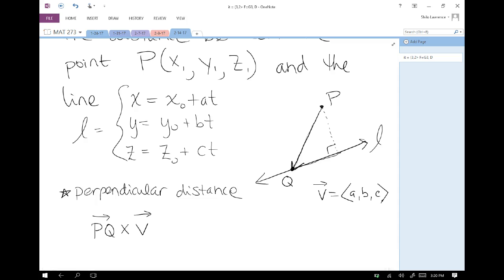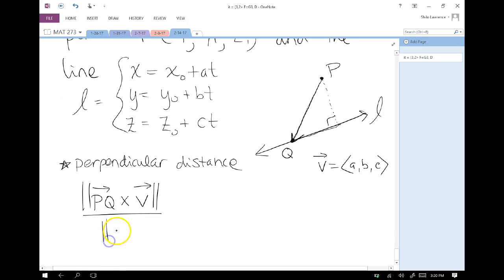But what is the answer to a cross product? What type of answer do we get back to a cross product? It's a vector, right? And with distance, we're looking for a scalar. So once we get this vector back, we need to know just what the magnitude of that cross product is, and then we're going to divide it by the magnitude of V.